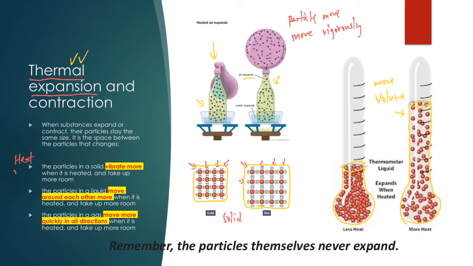Vigorously. Okay. So if we consider solid, the particle in the solid will vibrate more when it is heated. That's why it takes up more space. How about liquid? When it is heated, it will move around each other more. Okay, in this situation, that's why it would take up more room as well. Okay, the last one for gas. When it's heated, it will move more quickly in all directions. That's why, again, take up more room.